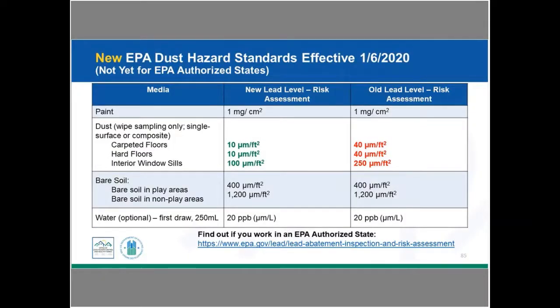So let's talk about our standards for dust. We're going to be looking as part of our risk assessment at not only painted surfaces that are going to be disturbed, but we're also looking for hazards, and that includes things like evidence of dust and also of bare soil. So for dust, we have new standards that have been put in place in 2020, and HUD defers to the EPA standards, so they've become more stringent. So lower levels of dust are considered a risk. You can see when you compare the old levels versus the new, we've reduced significantly for carpeted floors, for hard floors, and also for interior window sills.